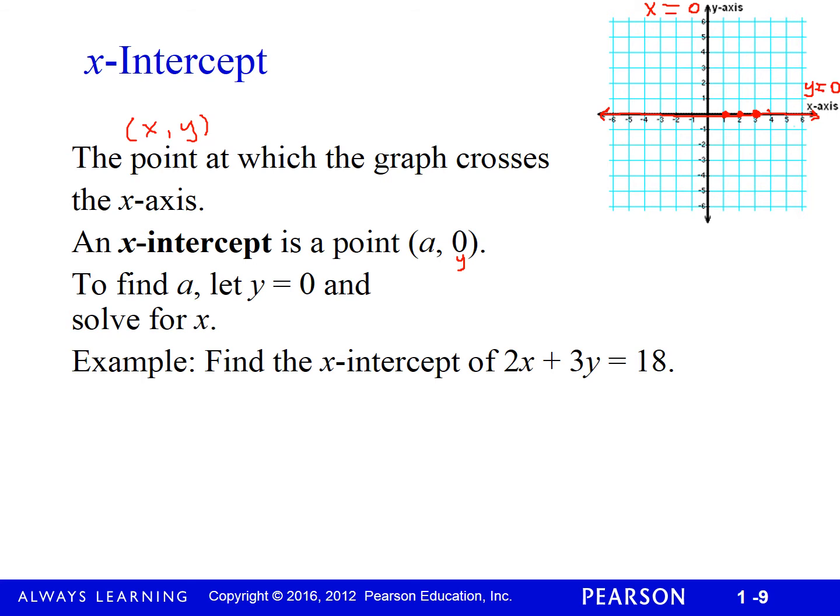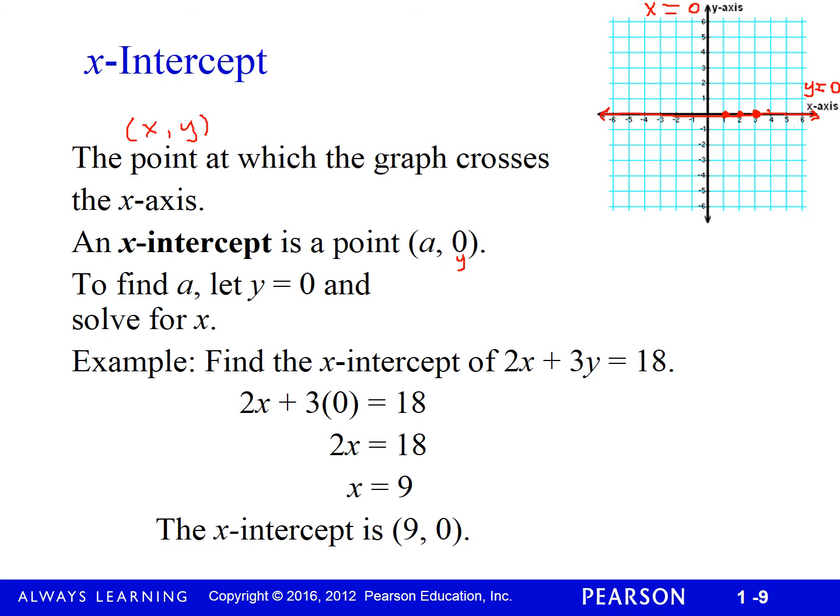Example, find the x-intercept of this point. Well, we're going to let y equal 0 and solve for x. Then 2x equals 18, divide both sides by 2, x equals 9. So (9, 0) is the x-intercept.